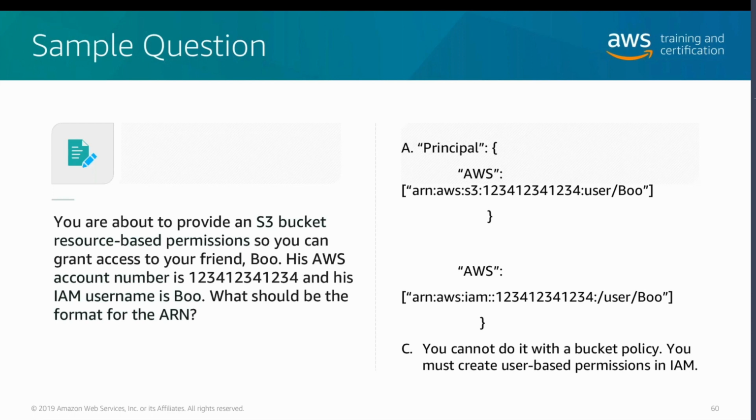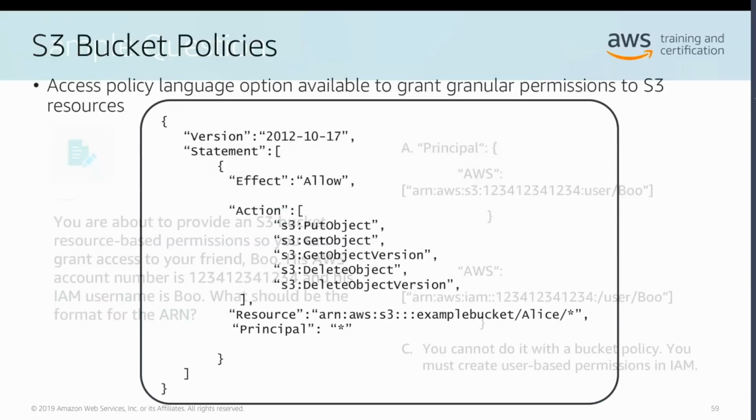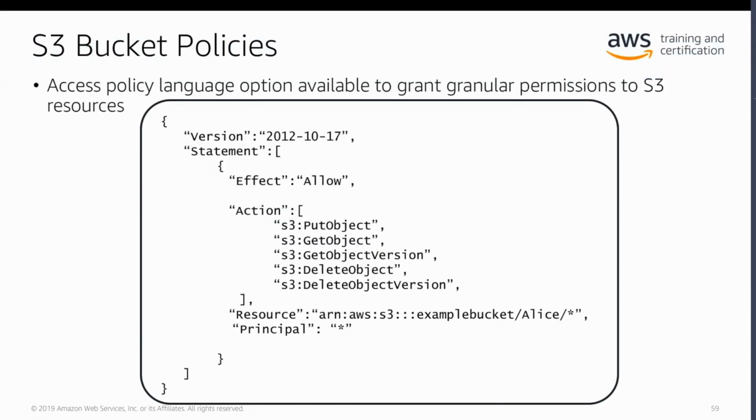You're about to provide an S3 bucket resource-based permission so you can grant access to your friend Boo. His AWS account number is the one that you see there, and his username is Boo. What should be the format for the ARN? Well, let's go back and look at the bucket policy here and see if we can get some idea of how that might look. So I'm going to grant access to somebody from a different account.